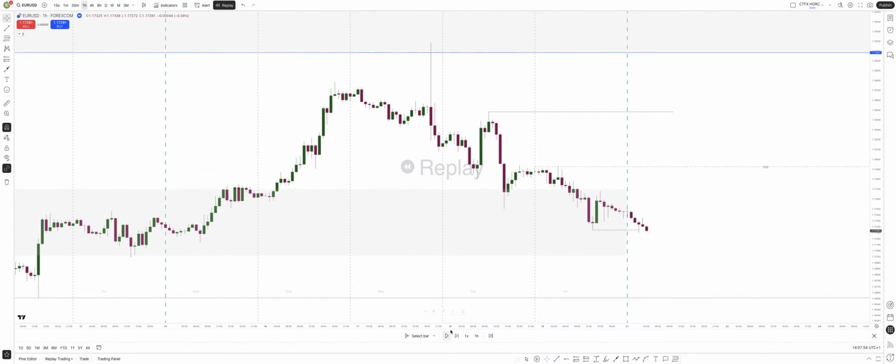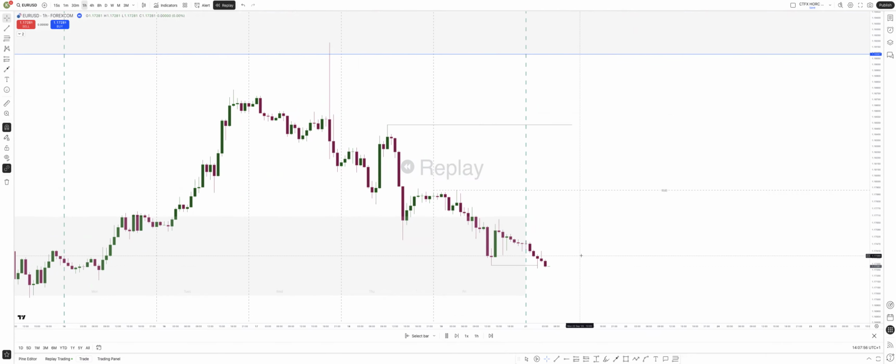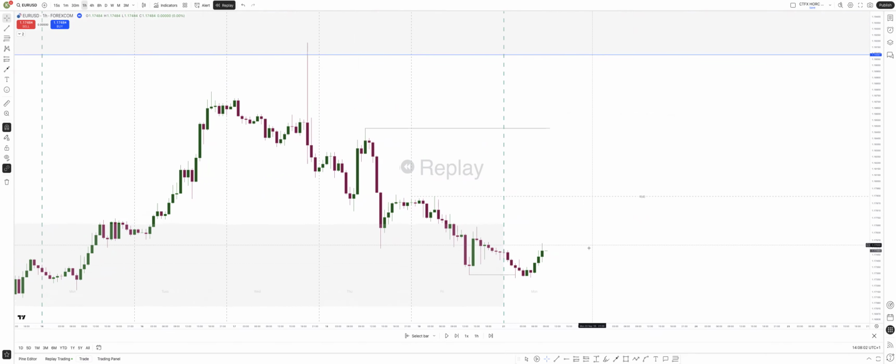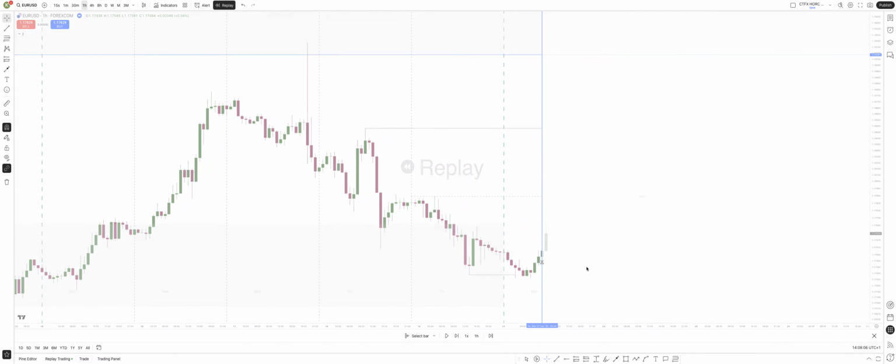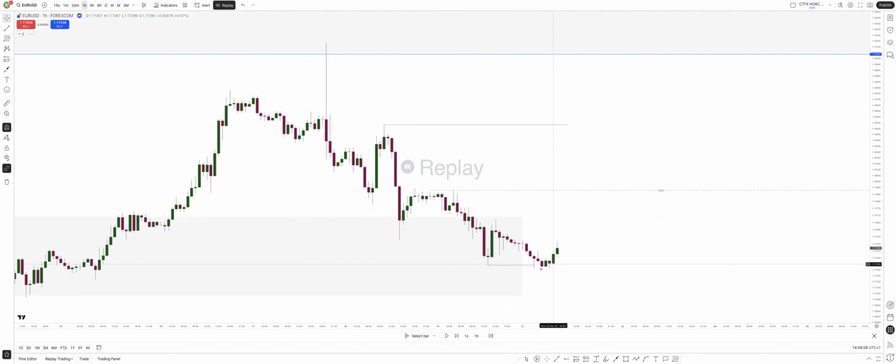Let's play again. So they form this high. If they break this high, we know what we're doing. You can see, wait, why are you rushing? You can see they broke that high there. They broke that high there. That's a break of structure.